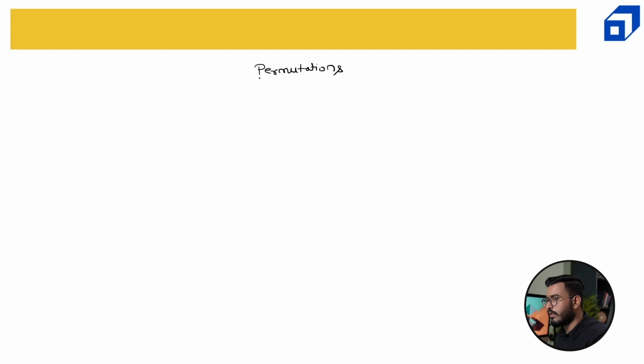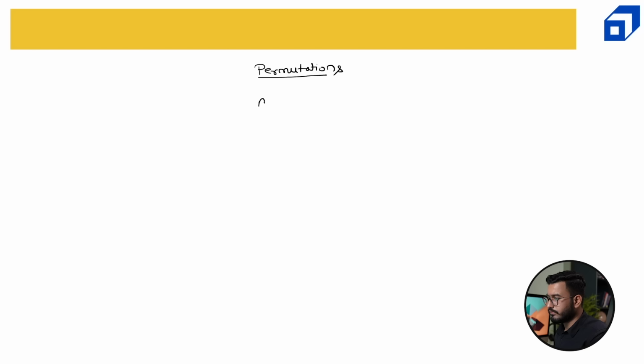Permutations. Now in combinations we are trying to understand the various ways. In permutation we are trying to understand the arrangement. Let's take one general example. So let's say I'm having 5 books A, B, C, D, E. Now how many ways are there in which I can arrange these books on the shelf?